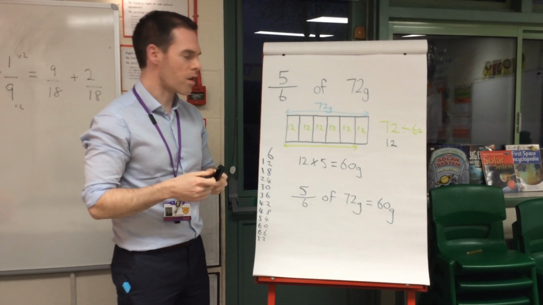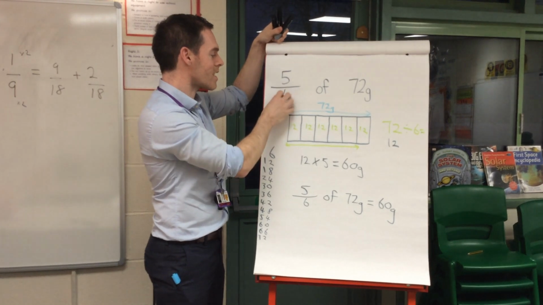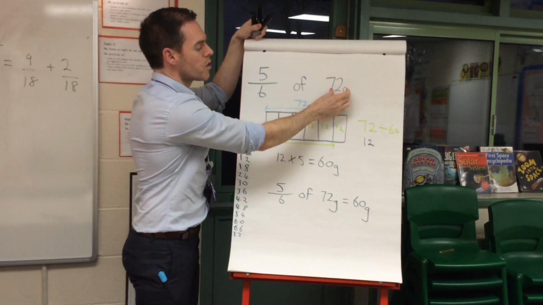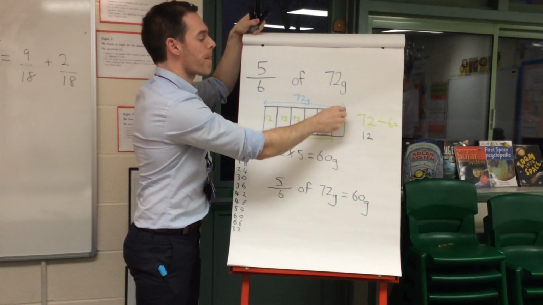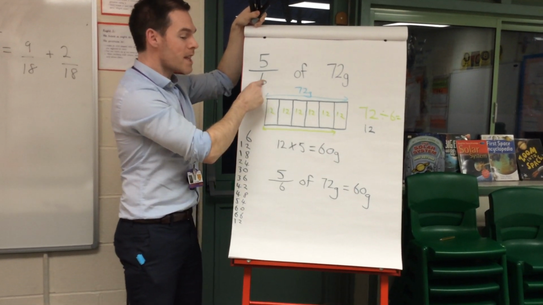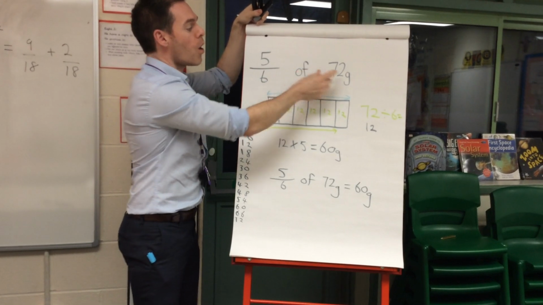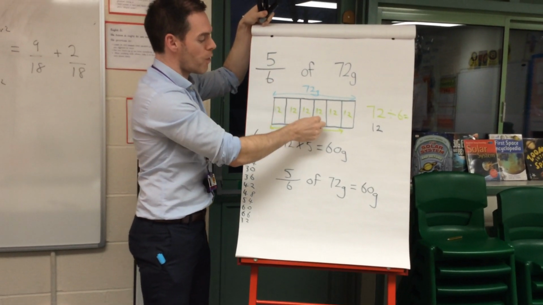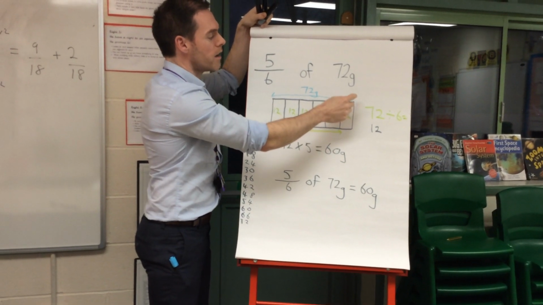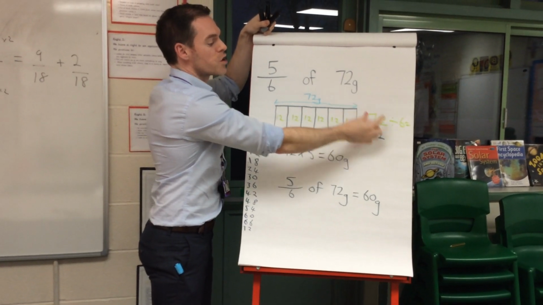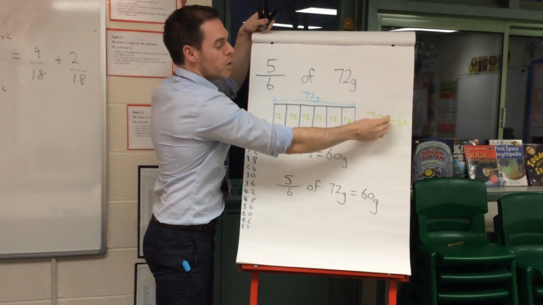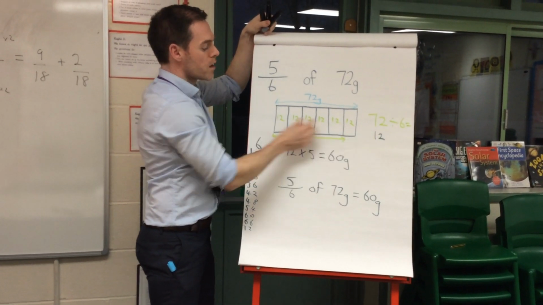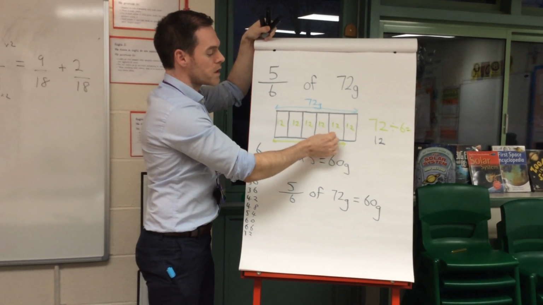Let's just recap what I've just done. The question was 5/6 of 72 grams. So I've taken my 72 grams and represented it as a bar. The denominator always tells me the total number of parts the whole amount has been divided into. It's been divided into 6 equal parts. 1, 2, 3, 4, 5, 6. I've taken that 72 and I've shown that as a calculation. 72 divided into 6 equal parts equals 12. So I've got 12 in each of these parts.